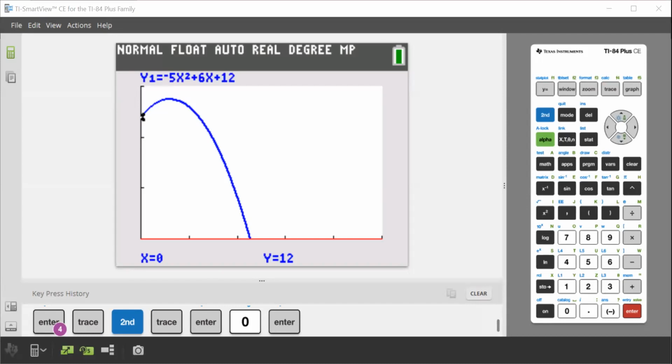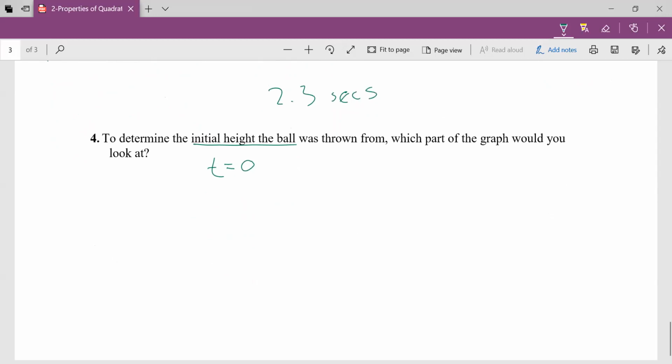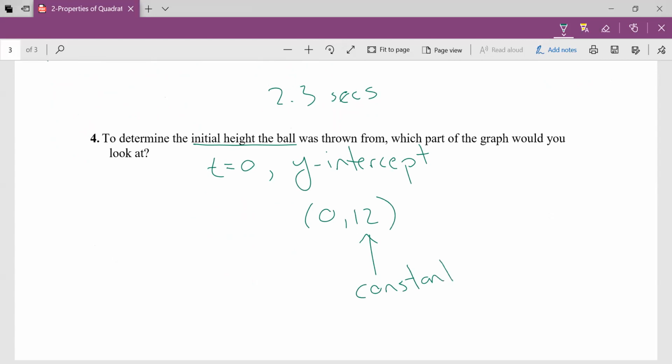So where do we look for the initial or beginning amount? We look when time is 0, because what we really want is the y-intercept. And so that's the point 0, 12. So that was the height the rock was thrown from, I should say. Okay, that's also, my friends, the constant term in the equation. So that's helpful to know too. So there we go. There's some important information, isn't it?